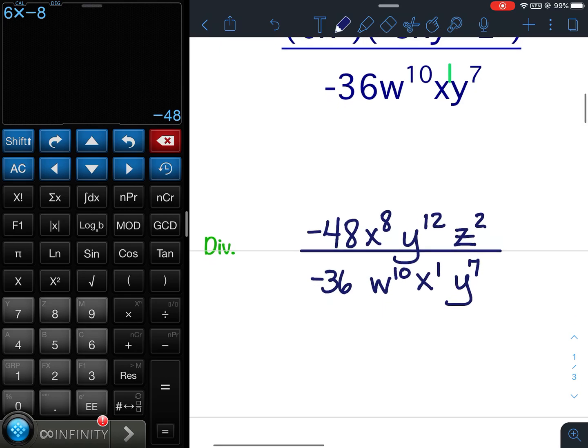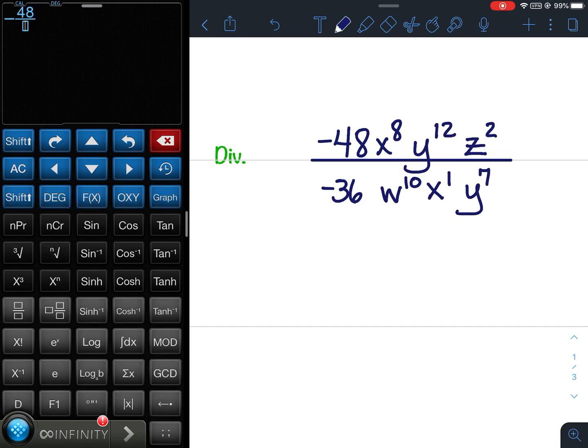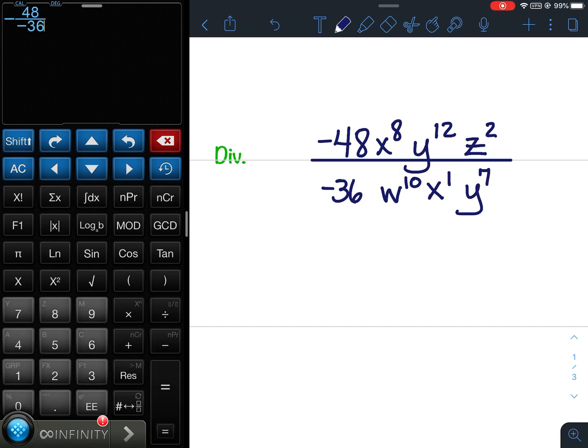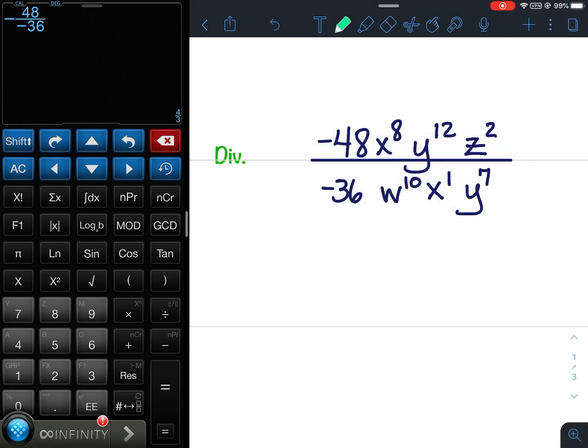And now we're ready to divide. So now we're ready to do the same exact steps as we did for 1 through 3, starting with our coefficients. So let me clear out the screen, put in negative 48 over negative 36. Gives me a decimal, so I change it back to a fraction. So I'm going to get the fraction 4/3. So negative 48 going to make that the 4. Negative 36 is where I'd put the 3.